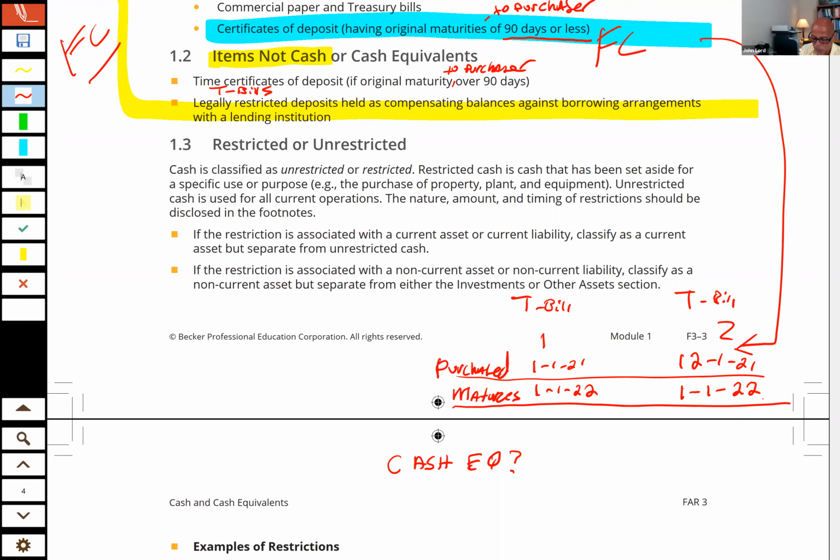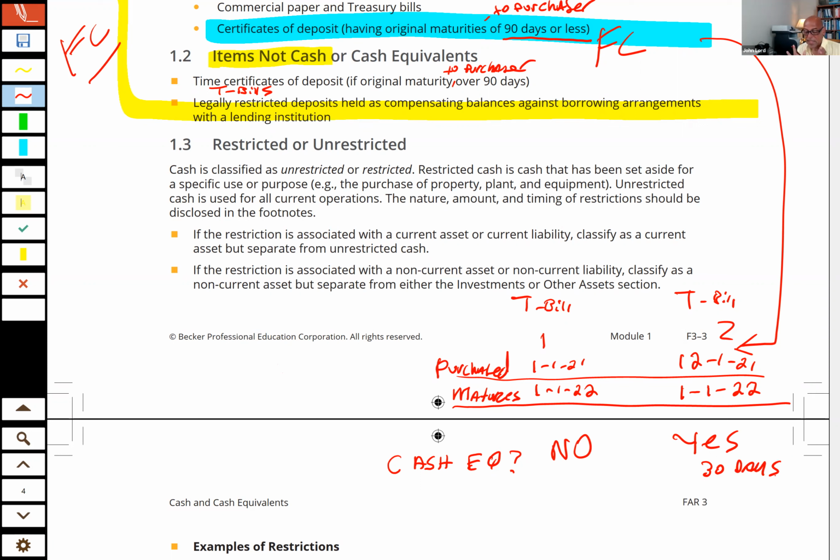No. No, because it didn't have an original maturity to the purchaser of what? Of less than 90 days, it's 1 year. How about T-bill two? Yes. T-bill two, yes. We're 30 days, aren't we?